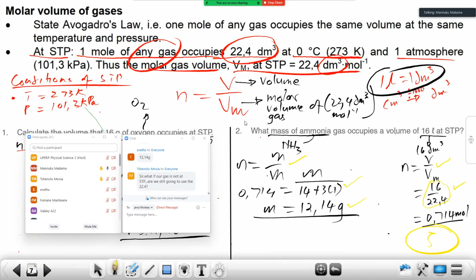Where do we use the 273K and the 101.3 kilopascals? Where do we use them? Okay, thank you very much. Remember, it's just conditions of STP.